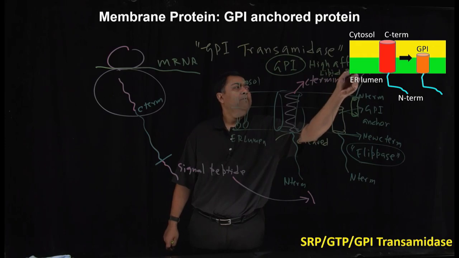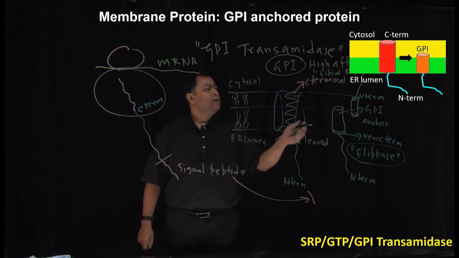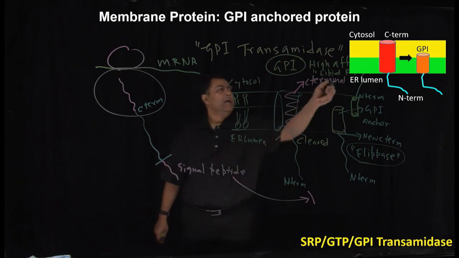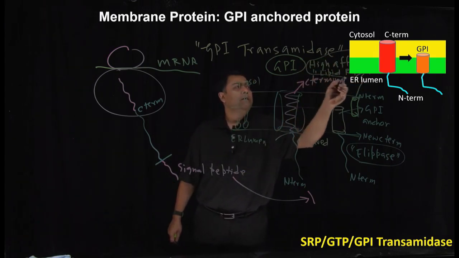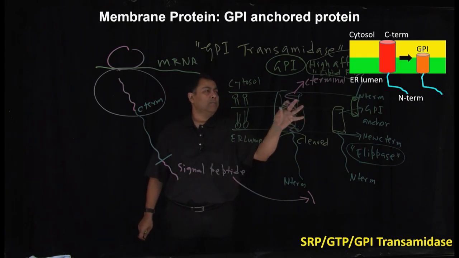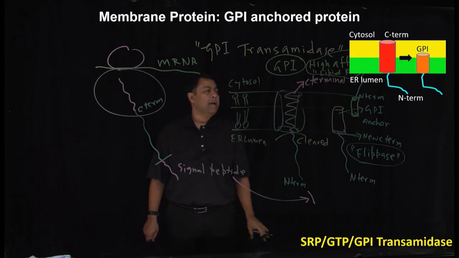So GPI anchored proteins have a high affinity for lipid rafts. What's going to happen is that if a protein is associated with a GPI anchor, it will find the lipid rafts, and these proteins will be placed in those microdomains.